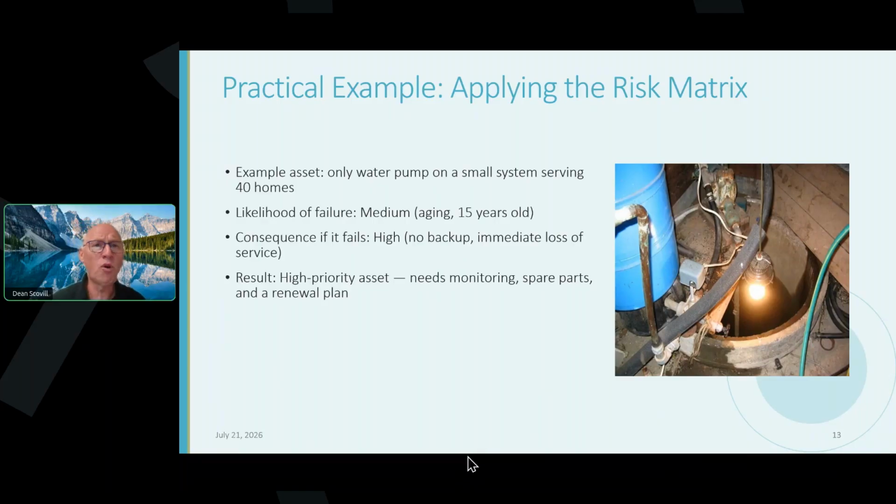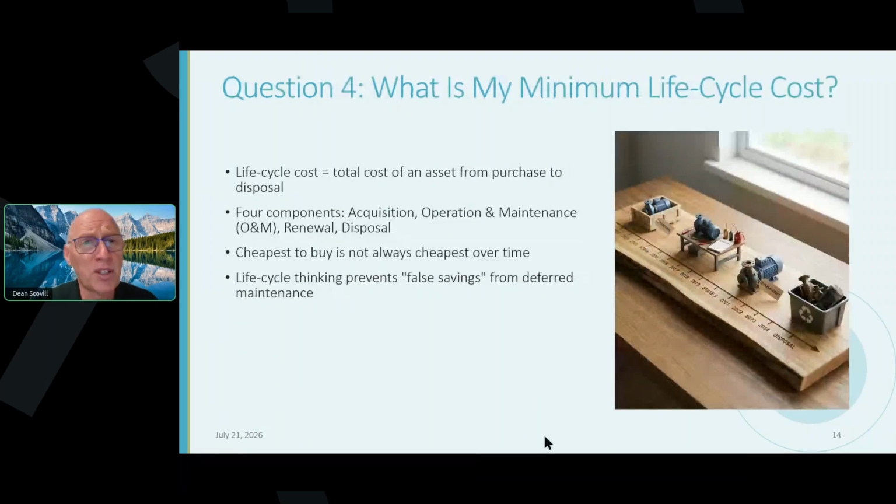So question 4, what's my minimal life cycle cost? It comes down to the cost of my assets from purchase to disposal, and there could be a cost of removing and disposing of that asset as well. So there are four components: acquisition, like purchase of the component; operation and maintenance of that component, like a pump; renewal, replacing it, and maybe the pump is good for 15 years, and then I've got a budget for a new one; and ultimately disposal. So there's a full cost right here.